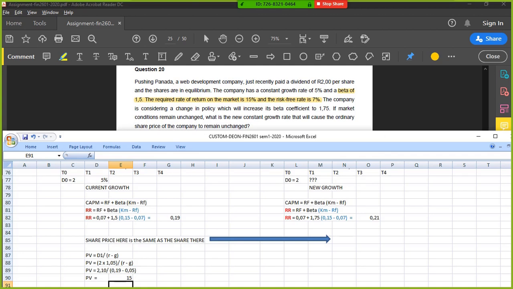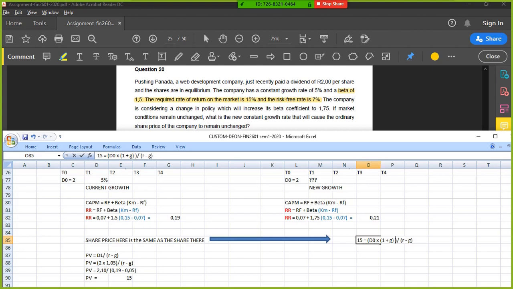Now what? If the market conditions remain unchanged, what's the new constant growth rate? Let's relate the current situation to the new situation. Is the price going to stay the same? If the share price of the company remains unchanged, yes. Good, so 15 is going to be there. Is the dividend going to change? It will. How do you get dividend 1? Div 0 times 1 plus growth.